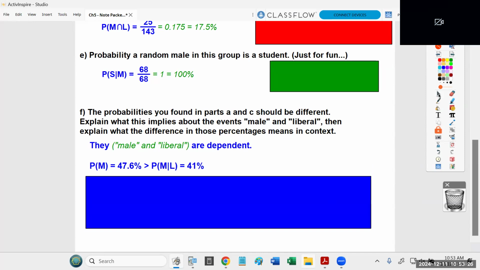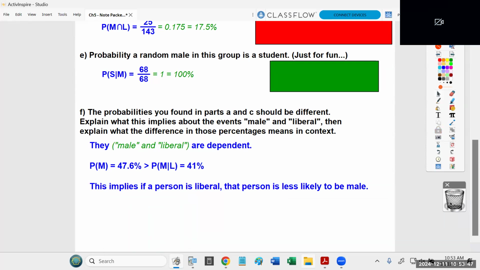But what this actually tells me is if I pick a random person, the chances that they're male is 47%. But if I pick a random person and you tell me extra information about them, you tell me, I know this person is liberal, well, that then tells me, okay, their probability of being a male just went down. So this implies if a person is a liberal, that person is less likely to be male. That's what that comparison means. Your chances of being male in general is greater than your chances of being male if I know you're a liberal.